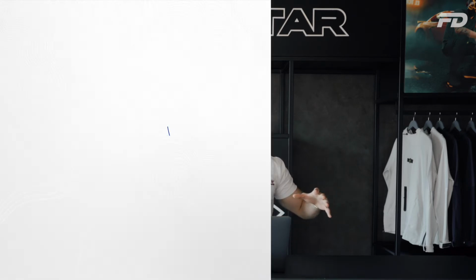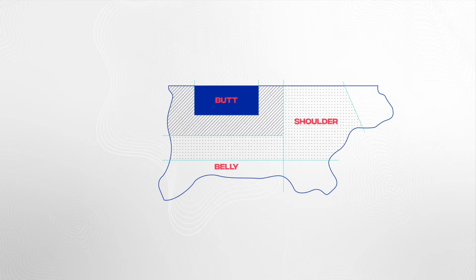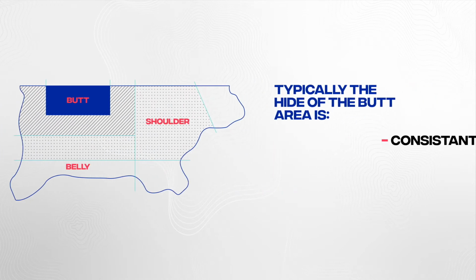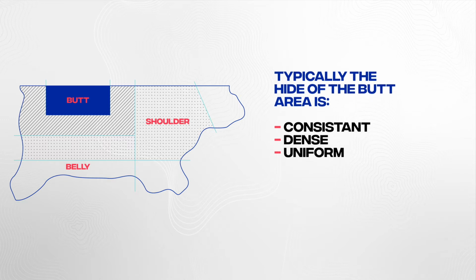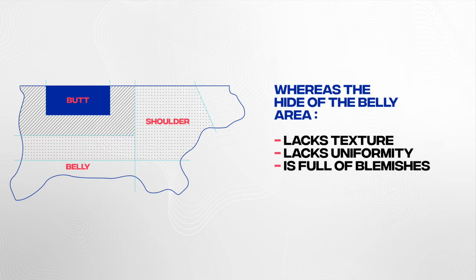Then moving outwards from that, we have what is considered as good to fair. These are areas like the shoulder and the areas right around the rear portion of the hide. And then you have the worst part of the hide or the most undesirable part of the hide, which is considered to be the belly. This is an area that lacks texture, it lacks uniformity, and typically it's an area with a lot of blemishing and a lot of bruising.